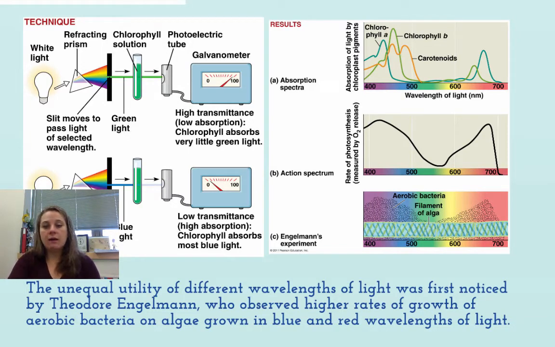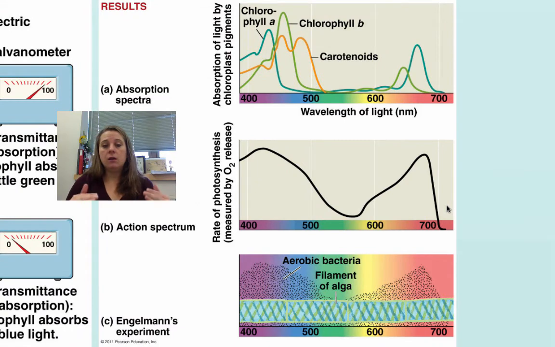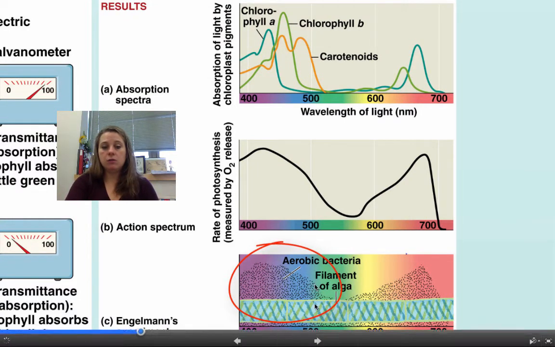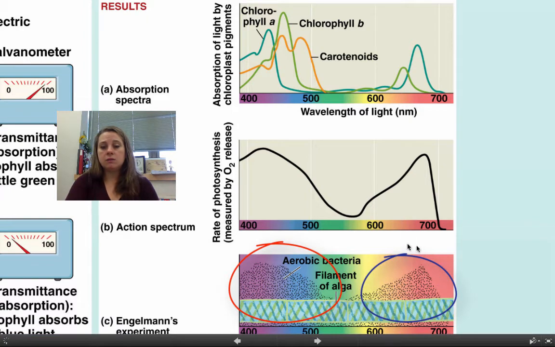Okay, you also have Engelmann's Experiment, and Engelmann's Experiment took cells of algae, placed them in varying light frequencies, and allowed aerobic bacteria to hang out. And what they found was huge amounts of aerobic bacteria growing in different areas. You can see huge amounts over here and huge amounts closer to the 600-700 side.